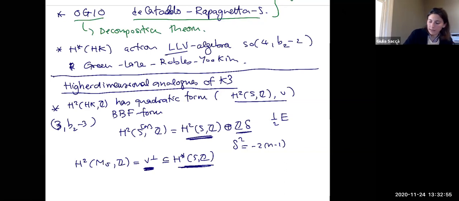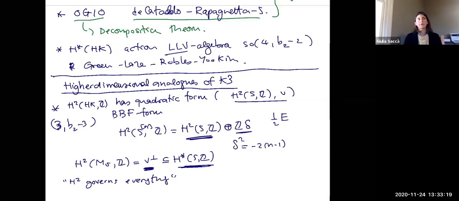The slogan here is that H2 governs everything. For a surface it's not surprising that H2 determines the geometry, but for such high dimensional varieties, it's not the middle cohomology, which is harder to study, but the H2 that makes things a lot easier. This is why a lot of things that could be hard, even for Calabi-Yau threefolds, actually hold for higher dimensional hyperkähler manifolds.